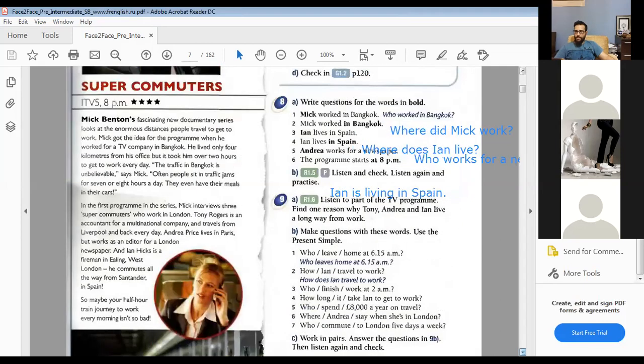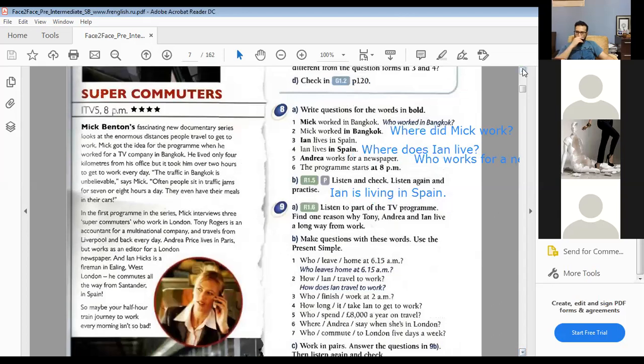Do you want to do number 6? Okay. The program starts when Mr. McBenton's program starts. Okay, but you can remove McBenton. So when the program start. Okay, slowly. So we say when, the TV program. Okay, but you forgot something. Where did? Does. Very good. Does.